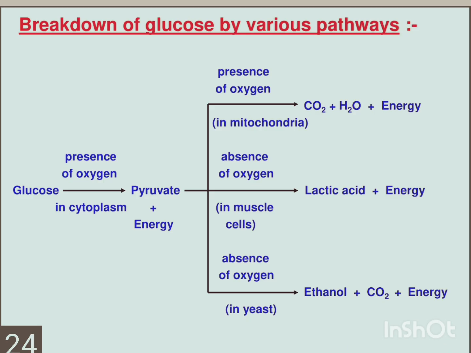Next we have breakdown of glucose by various paths. Already we have learned that, but it's only in the flow chart. See, glucose in the cytoplasm will convert into pyruvate plus energy. In the presence of oxygen in mitochondria, it will convert to CO2 plus H2O plus energy. In the absence of oxygen, it will take place in the muscles, giving lactic acid and energy. In the absence of oxygen in yeast, that is ethanol, carbon dioxide and energy.